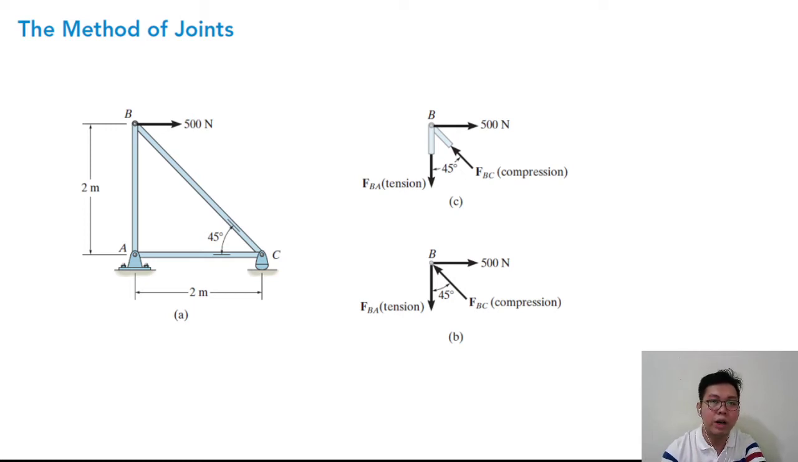Kasi dalawa na naman yung unknown. Dalawa lang naman yung unknown, so you can actually solve even though tatlo yung members, as long as meron ka ng bar force sa, meron ka ng member force sa isang member. Okay? So, yan lang. Review lang yan. So, anyway, I think problem solving tayo.